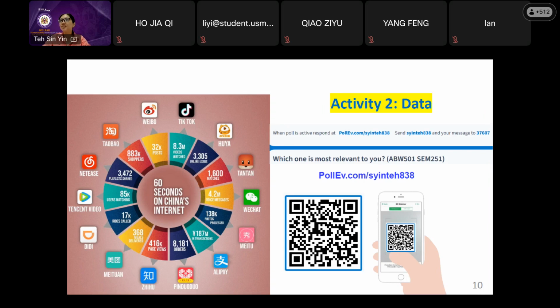Don't answer in the Webex chat box. Please scan the QR code and answer in the Poll Everywhere software. I'm trying to use different software for you to learn, so that you can also pick up some of these apps and use them later. It says it's full already. Let me check. No, I'm still receiving some responses. Or maybe for those who joined late it becomes full, because we have 500 students here.